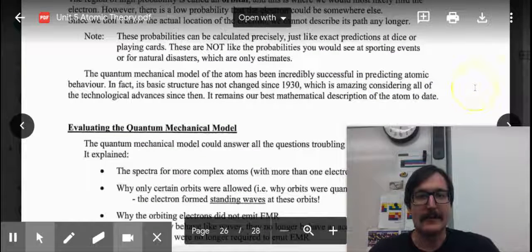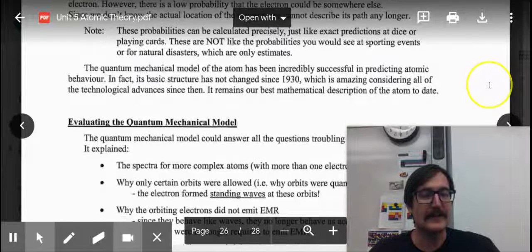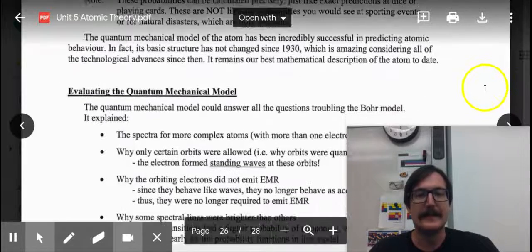The quantum mechanical model of the atom has been incredibly successful in predicting atomic behavior. In fact, its basic structure has not changed since 1930, which is amazing considering all the technological advances since then. It remains our best mathematical description of the atom to date.